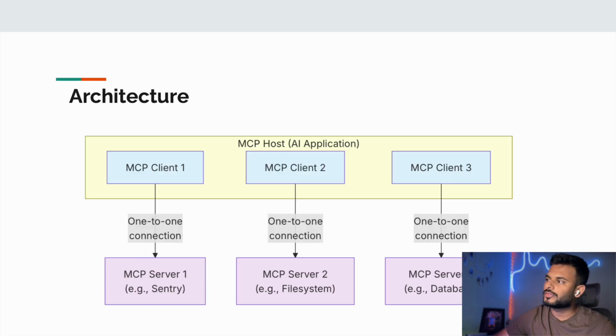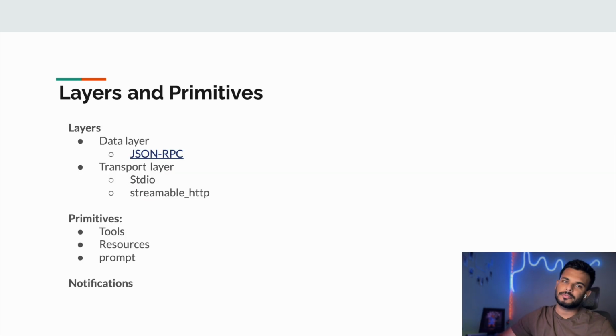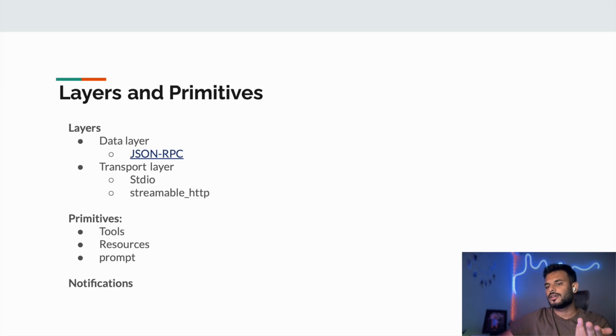Then let's talk about two of the concepts, which are layers and primitives. Primitives are the basics, the fundamentals that MCP provides, and layers are the way in which MCP allows us to interact with the AI agent flow and back.